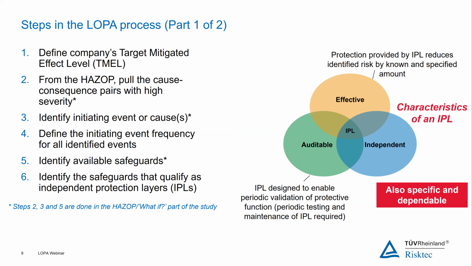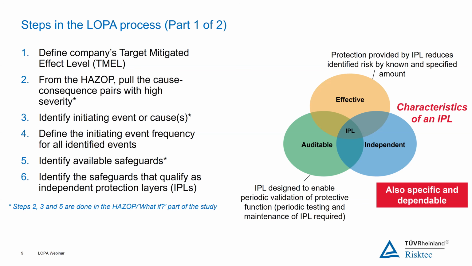And independent. This is a common tripping point: is it truly independent? When I say this, is it independent from the cause and consequence itself? And is it independent from the other safeguards we are claiming? If we're claiming, let's say, two control valves, but they share the same control system, they may not be truly independent, as the control system may have a common mode failure which will cause both of them to not function. So we would only be able to claim one of them.